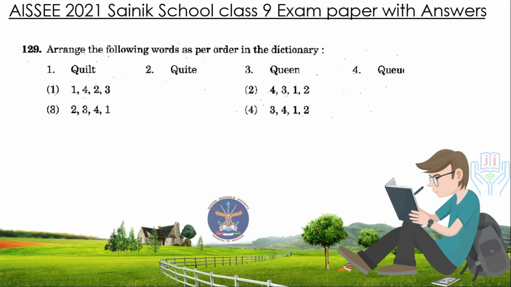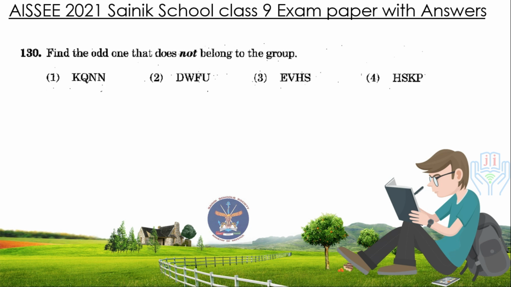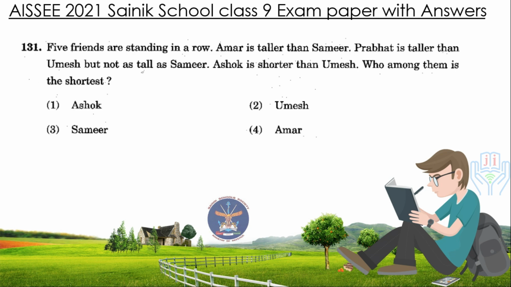Arrange the following words as per order in the dictionary. Quilt, quite, queen, queen. Answer queen, quilt, quite. 3, 4, 1, 2. Find the odd one that doesn't belong to the group. K, Q, N, N.